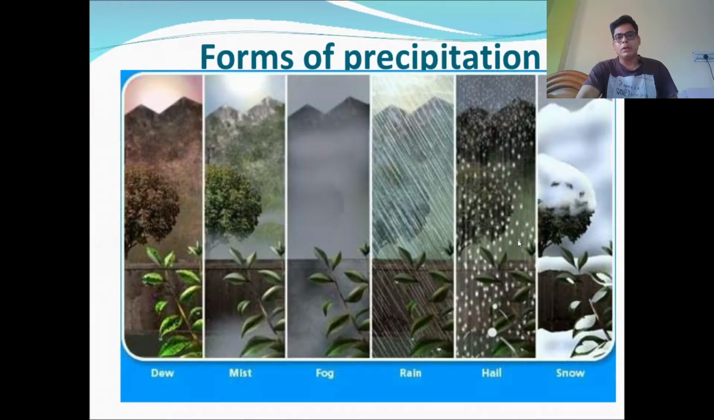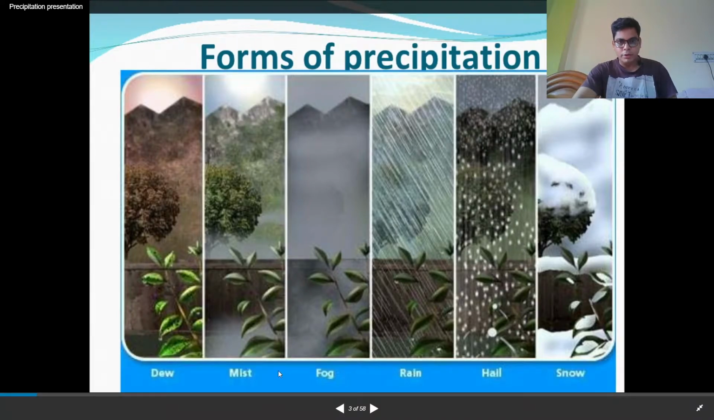Second thing, what are the forms? The different forms are dew, then mist, then fog, rain, hail and snow. So these are the basic forms of precipitation. One by one we have to discuss these.